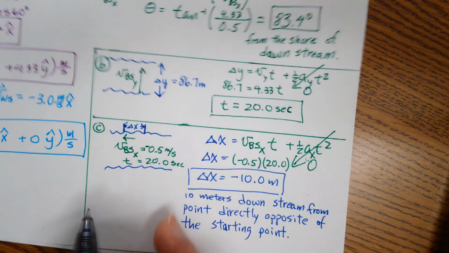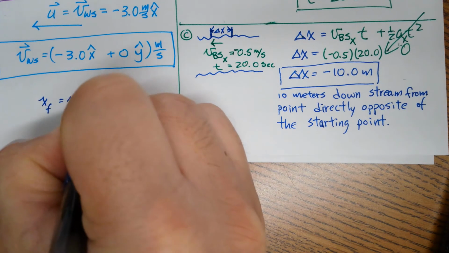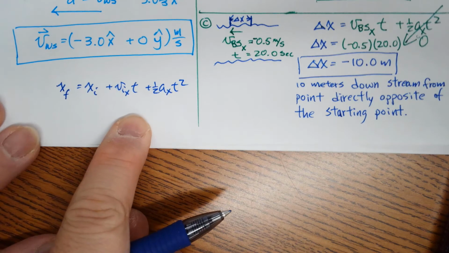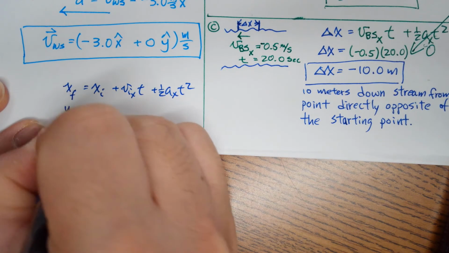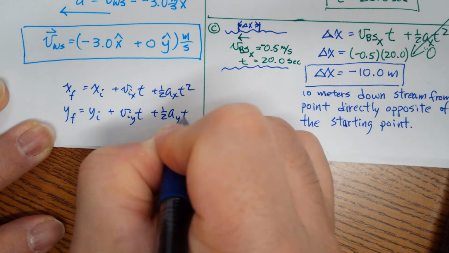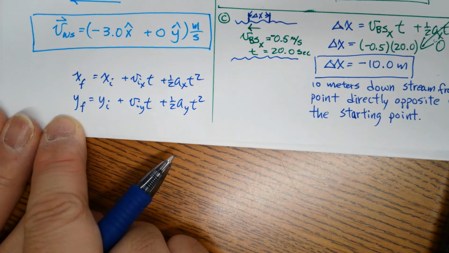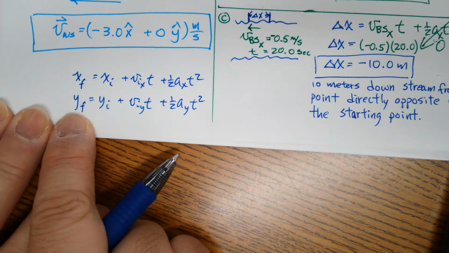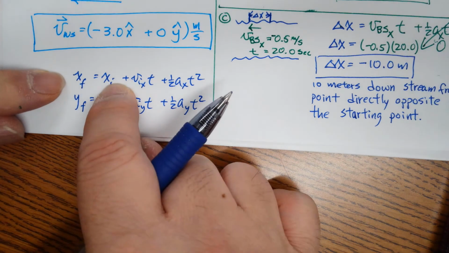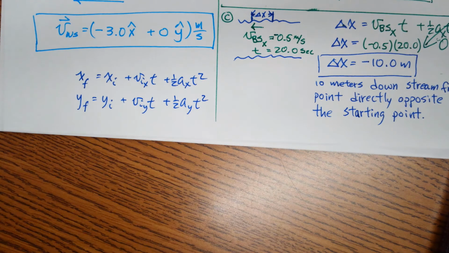I just wrote it as delta x, but if you think about it, you could write it as x final is equal to x initial plus v I x t plus 1/2 a sub x t squared. Remember that? And y final is equal to y initial plus v I y t plus 1/2 a sub y t squared. So if I bring the initial position to the other side of the equal sign, it becomes negative, so y final minus y initial becomes change in y. Same thing with this. If I bring the x initial to the other side of the equal sign, it becomes negative x initial. So x final minus x initial becomes delta x.